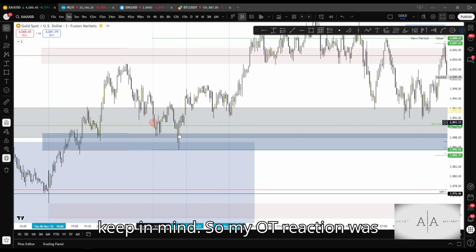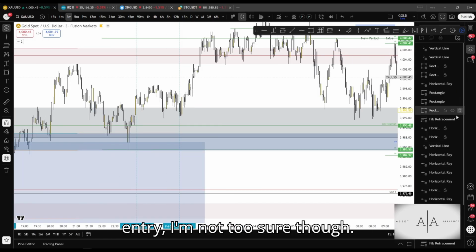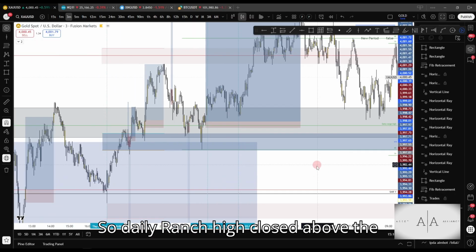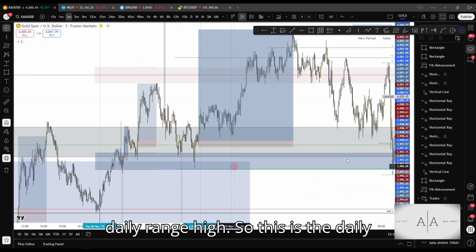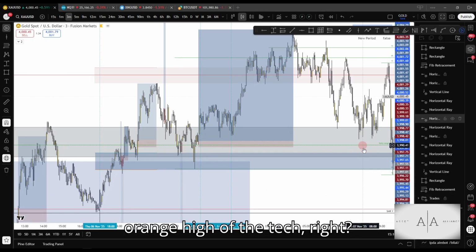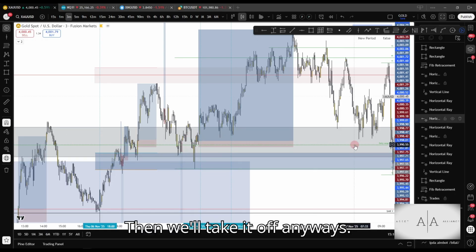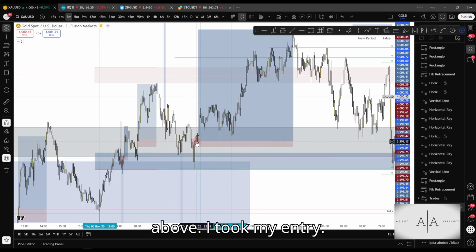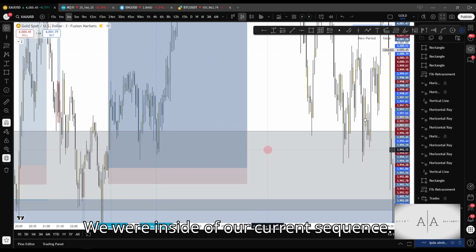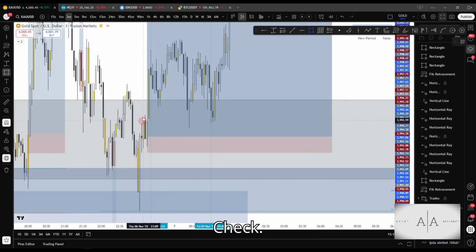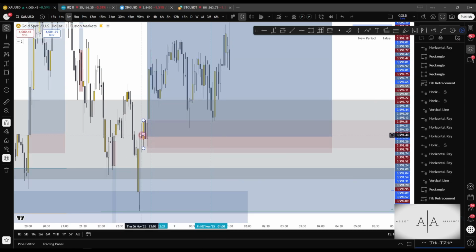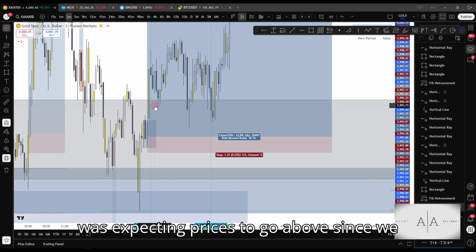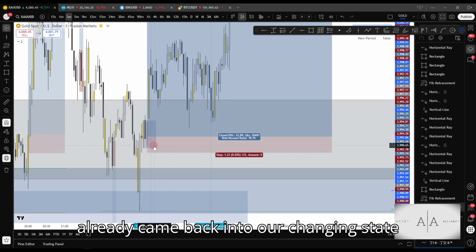So my OTE reaction was already made. Here I think I took an entry. I'm not too sure though. Can't remember. Yeah, right there. So daily range high, closed above the daily range high. So this is the daily range high of the TAC, right? Then we'll take it off anyways. So daily range high got closed above. I took my entry. We were inside of our current sequence TAC. So this was our current sequence TAC. I was expecting prices to go above since we already came back into our change in state delivery TAC.